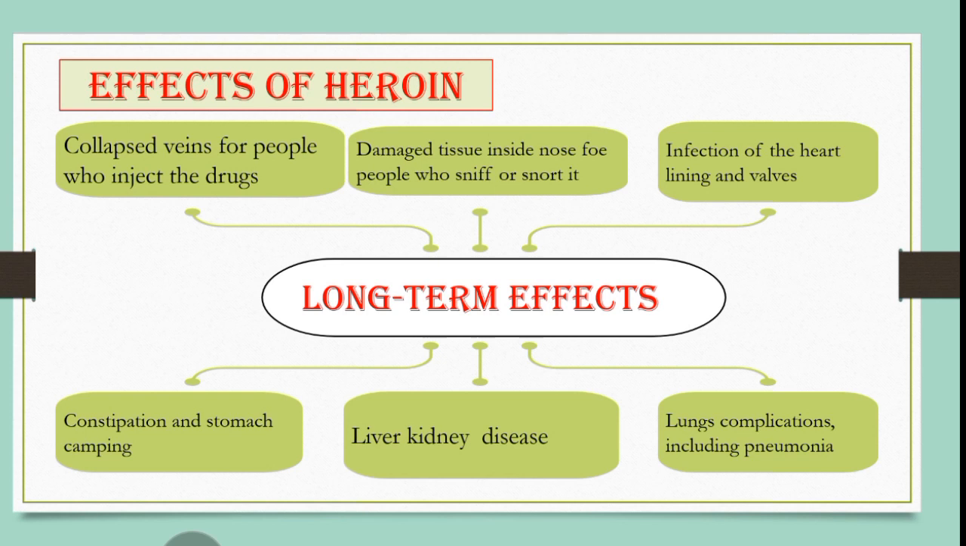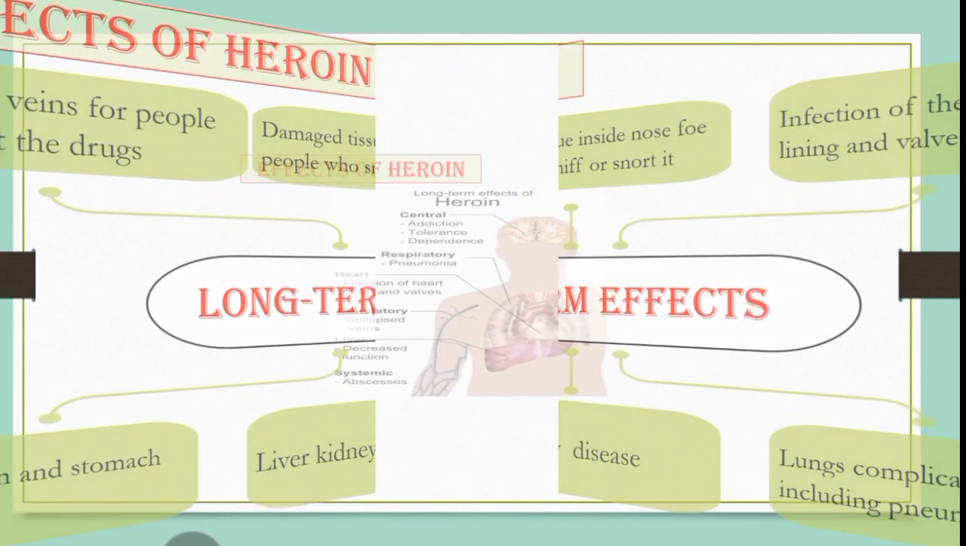Effects of heroin. The second effect of heroin is long-term effects, and they include collapse, pain for people who inject the drugs, damage to tissue inside the nose for people who sniff or snort it, and infection of the heart lining and veins. The stomach becomes cramping, and liver and kidney disease and lung complications occur in those people who use it on a regular basis. Diseases like pneumonia, AIDS, and HIV are shown in them.